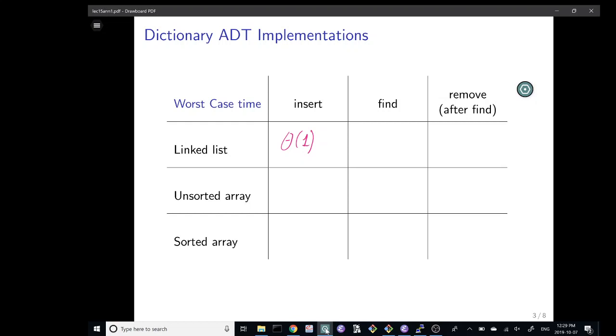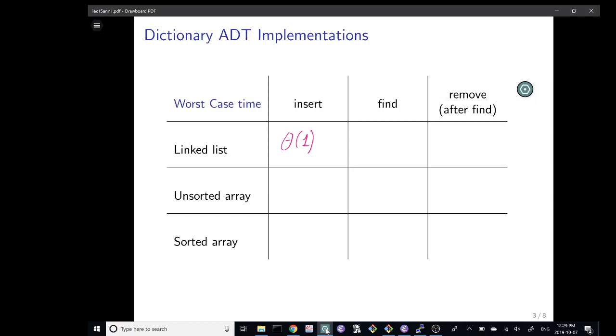Order one time, you can put it at the beginning, you can put it at the end. Depends on what access pointer you have to your list. Typically, you have a head pointer, and typically it's put at the front just because it's easy. And you don't have to keep a tail pointer. But who cares? It's order one time.